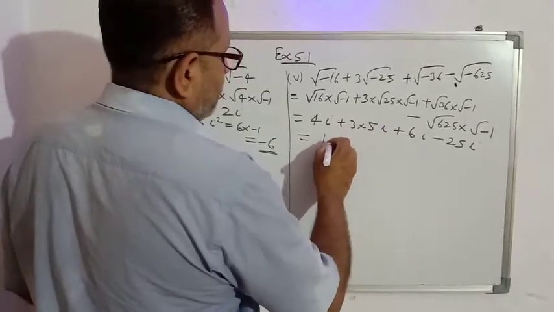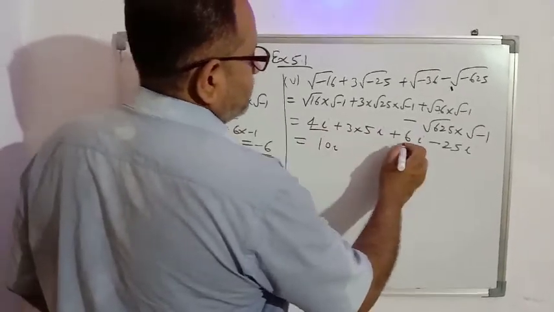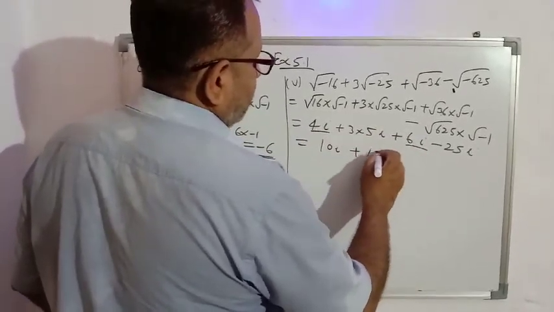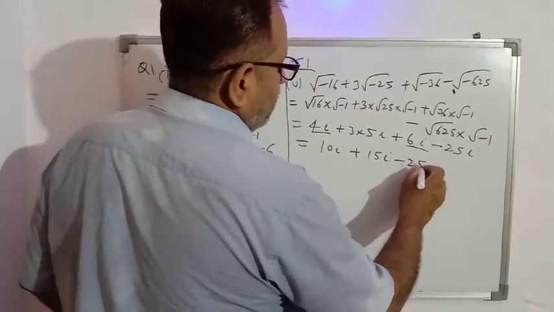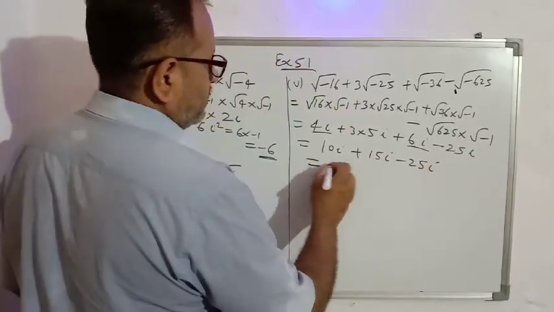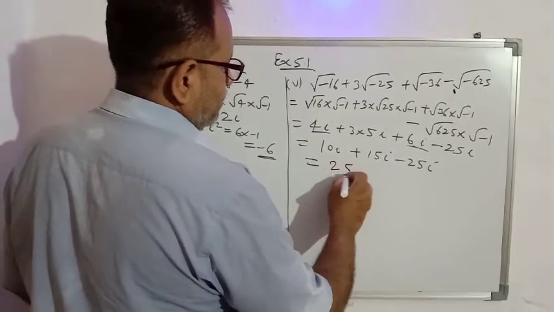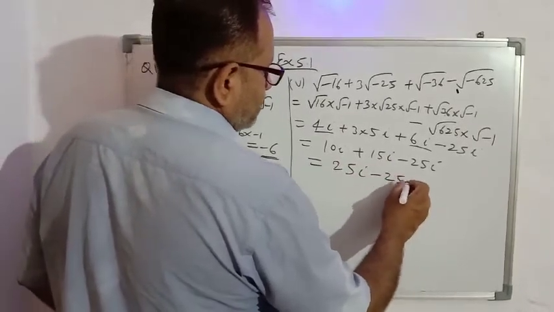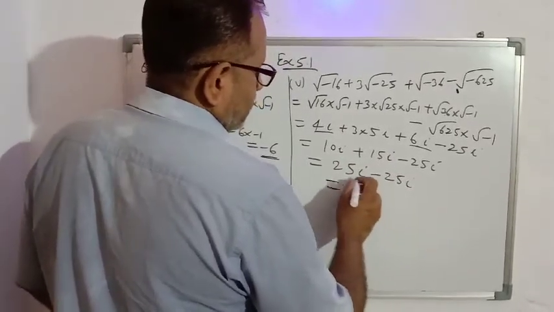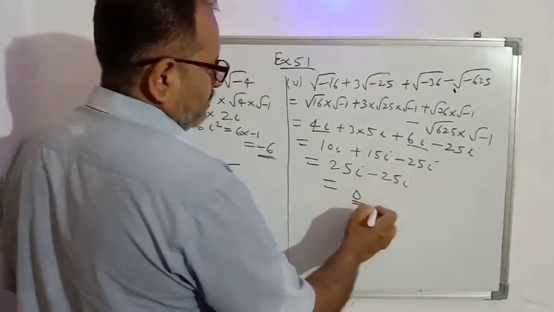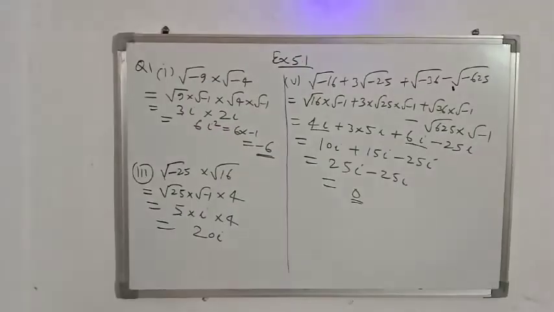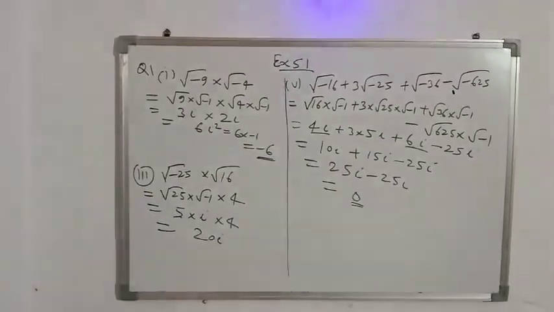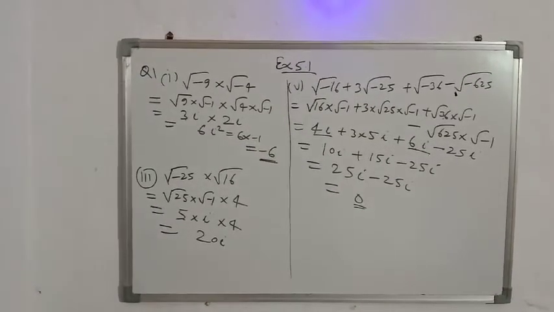6i plus 4i is 10i. 4i plus 6i is 10i, plus 5 times 3 is 15i, minus 25i. 15 plus 10 is 25i, minus 25i is 0. So that was question number 1. We will see some more questions.